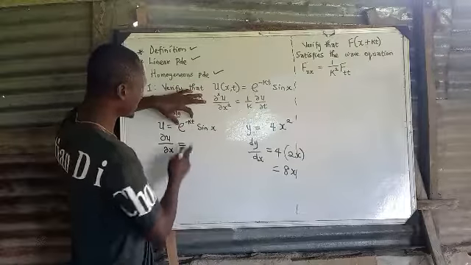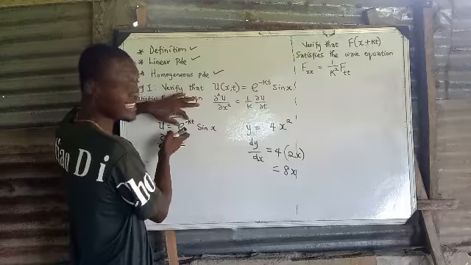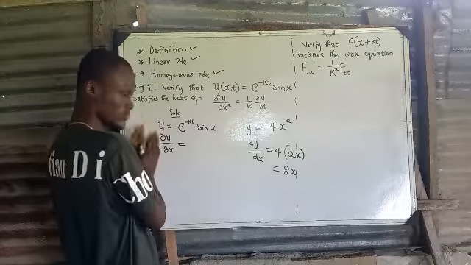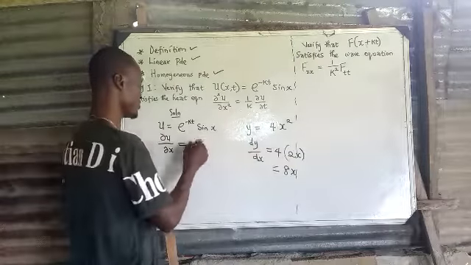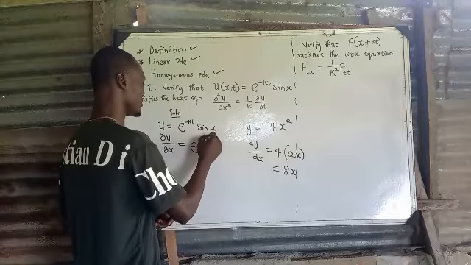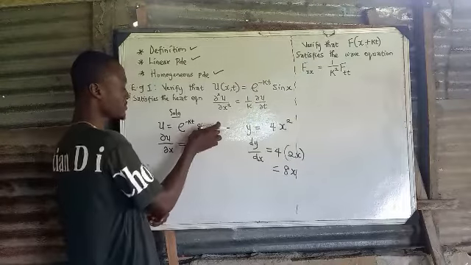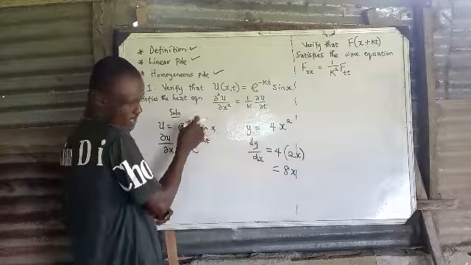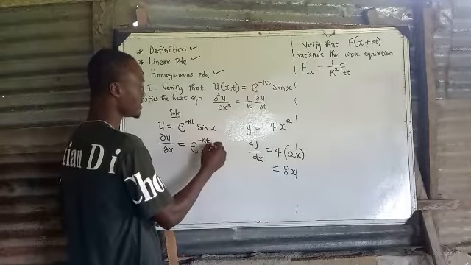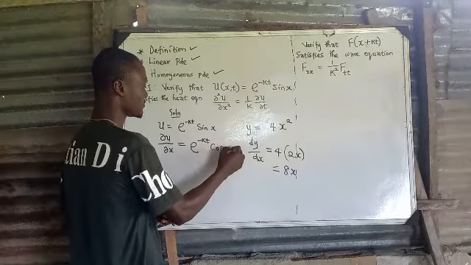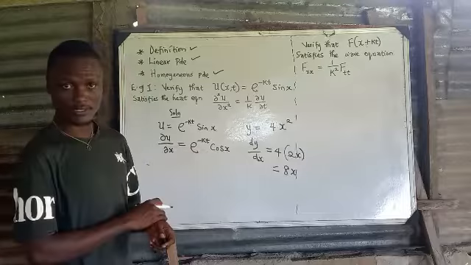You see that this first one does not have any x, so it is a constant. You leave it the way it is. So this becomes e minus kt. Now, since we are differentiating with respect to x, this is what we will differentiate. If you differentiate sine x, you get cos x. So this is the first partial derivative.